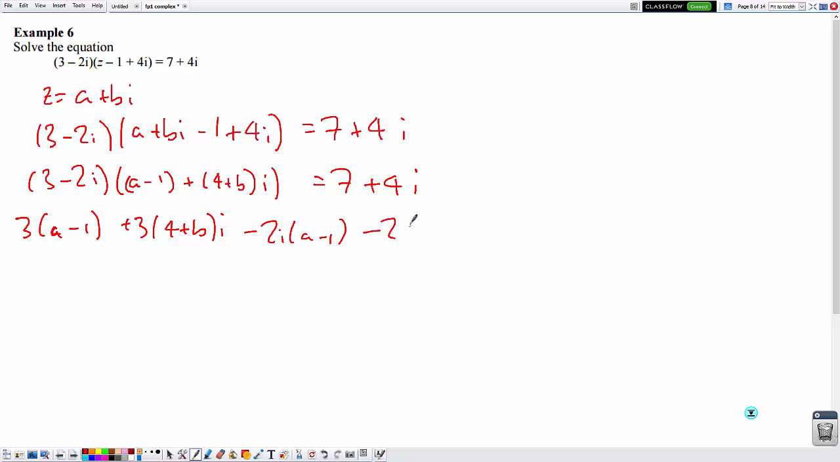So we've got minus 2 lots of 4 plus b. Of course, then we've got an i and an i, so it's an i squared. So do write this in as well. You either write this in or you change the sign. I think it's better to write it down, and then you'll know, okay, now I need to make this positive because i squared equals minus 1. Still equal to 7 plus 4i, by the way. Okay, so let's expand and simplify. So we've got 3a minus 3 plus 12i.